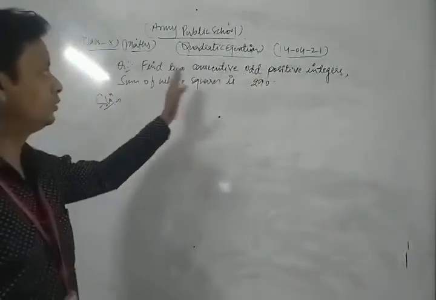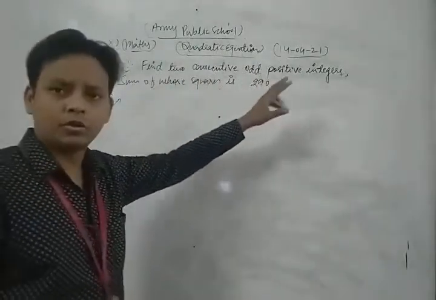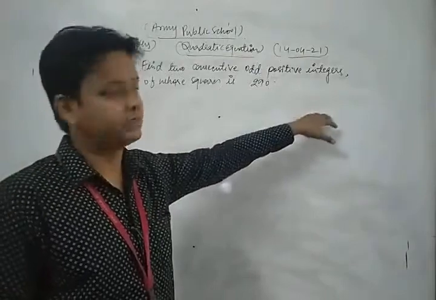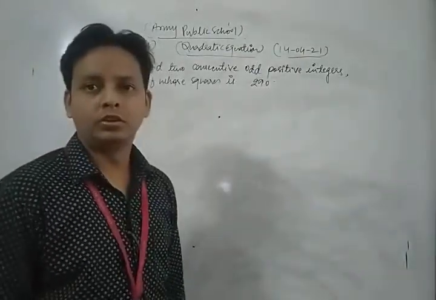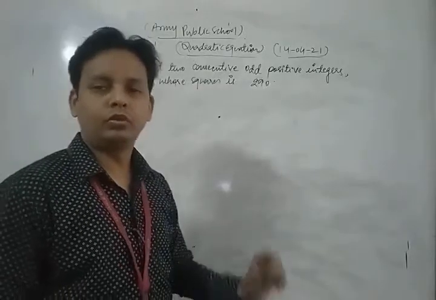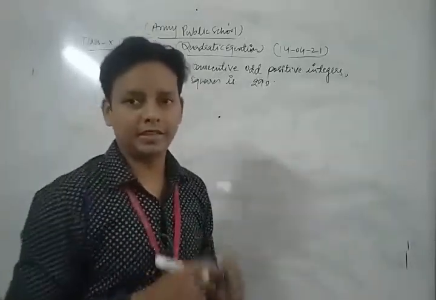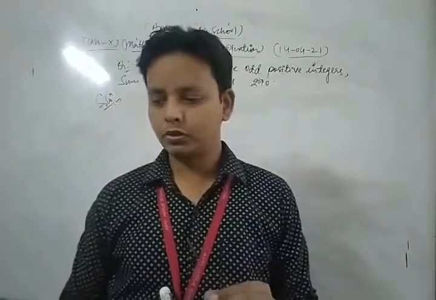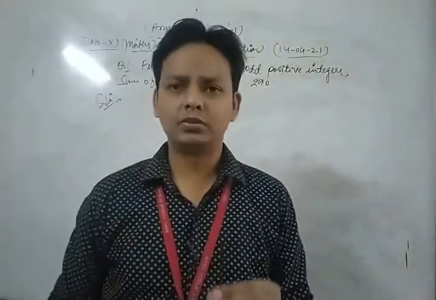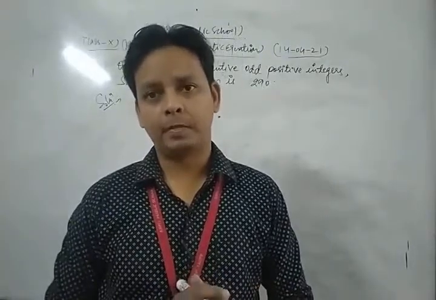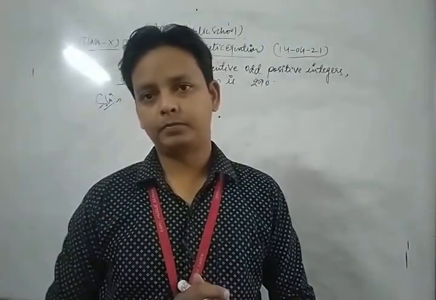Find two consecutive odd positive integers, the sum of whose squares is 290. So first of all, for that question, we take two consecutive odd integers. Okay, let's see.